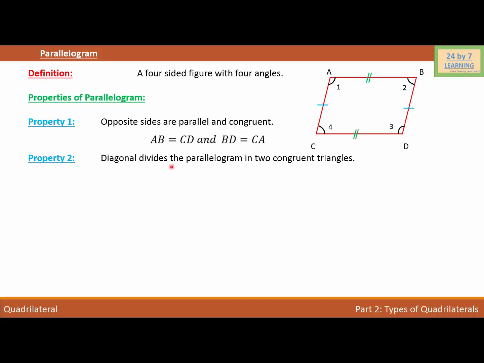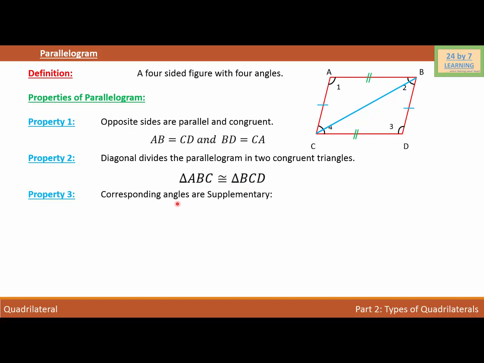Property 2. Diagonals divide the parallelogram into congruent triangles. I'm going to connect vertices B and C. If I do that, I will get BC, which is basically the diagonal of the parallelogram ABDC. If you look closely, I have one triangle over this diagonal and the other triangle is below the diagonal. So basically I'm getting two triangles, ABC and BCD. Based on this property, I can write triangle ABC is congruent to triangle BCD.